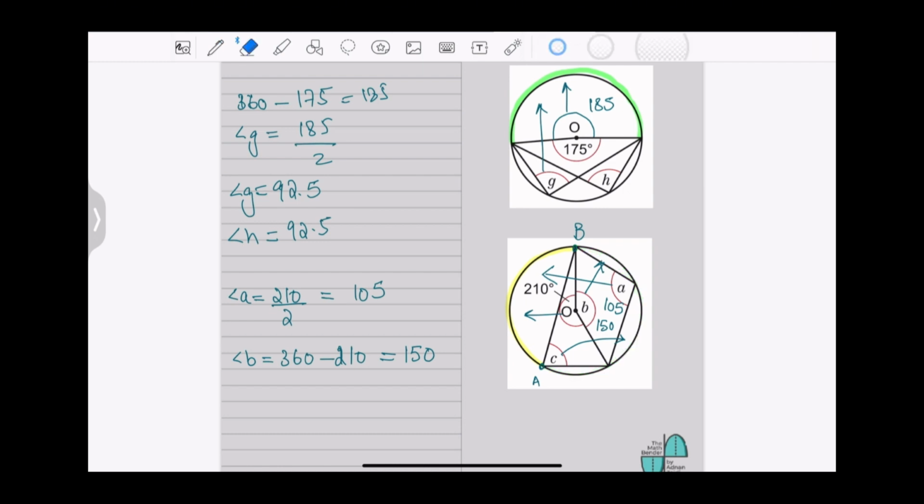The arc is up to here only, this much. And as you can see, angle B is facing this arc, so let's call it arc BC, at the center, and angle C is also facing the same arc at the circumference. So angle C is going to be 150 over 2, which is going to be 75 degrees.